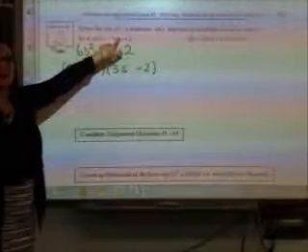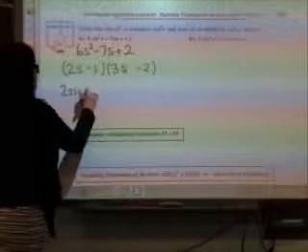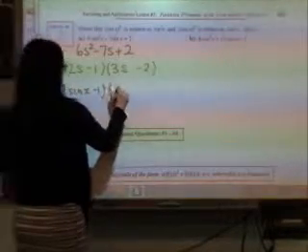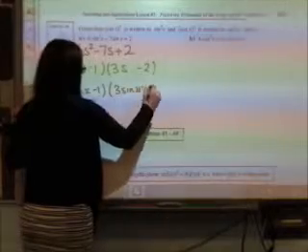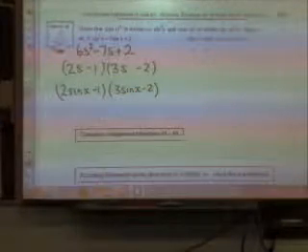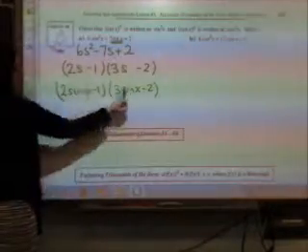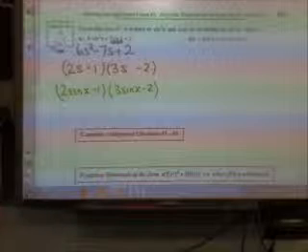What did I say s represented? S is just going to be my sine x. So this is going to rewrite itself like that. Because remember, whatever that middle term is becomes my 2 leading variables.